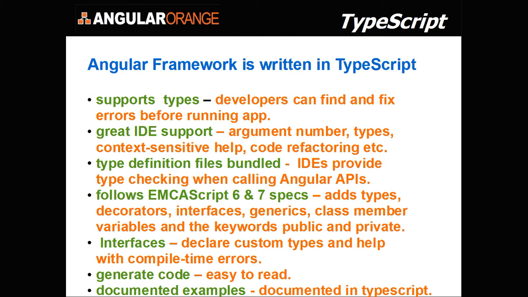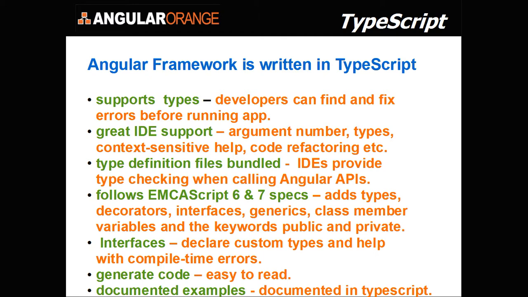Okay, so the Angular framework is written in TypeScript. It supports types. Developers can find and fix errors before running the app. It has great IDE support. You've got argument number types, context-sensitive help, code refactoring, etc. Type definition files are bundled. The IDEs provide type checking when calling Angular APIs.